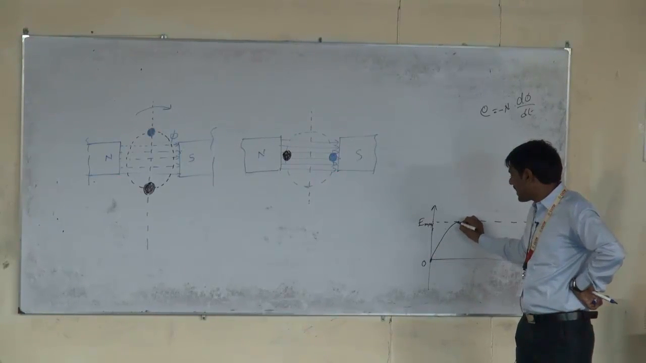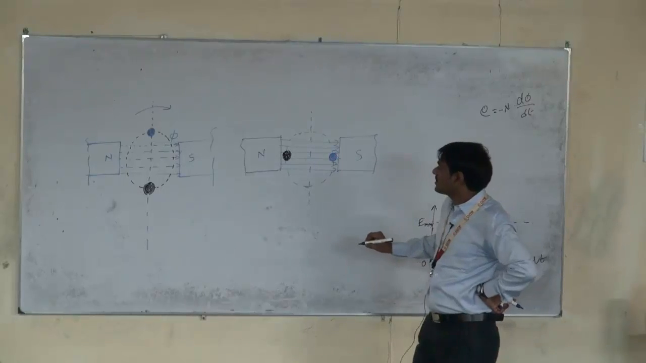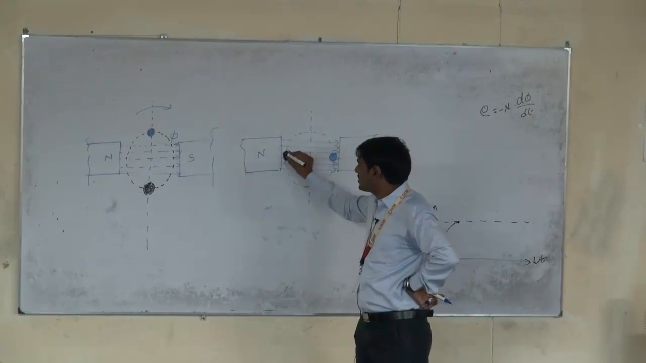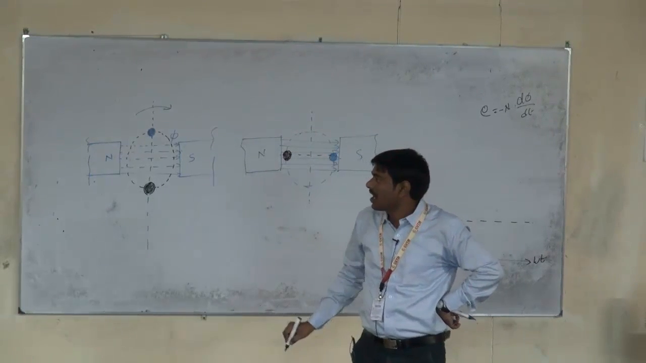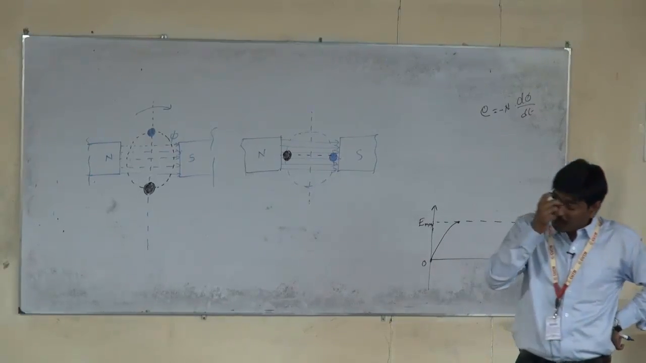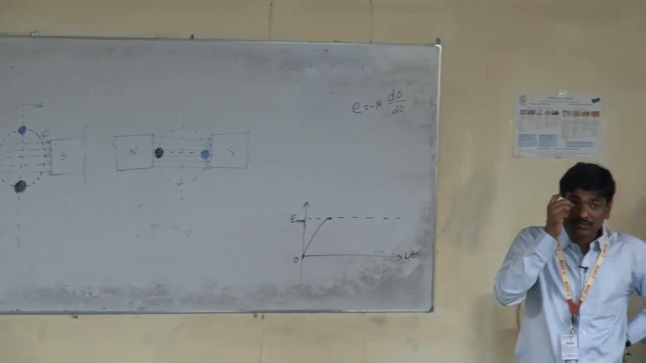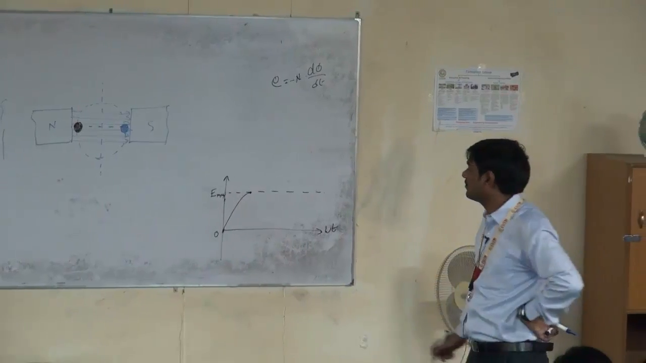So this is the Emax. So the maximum EMF is induced at this position. So now the coil is at right angles to the magnetic field. At this condition, the maximum flux, the effect is maximum on the conductor at that position.